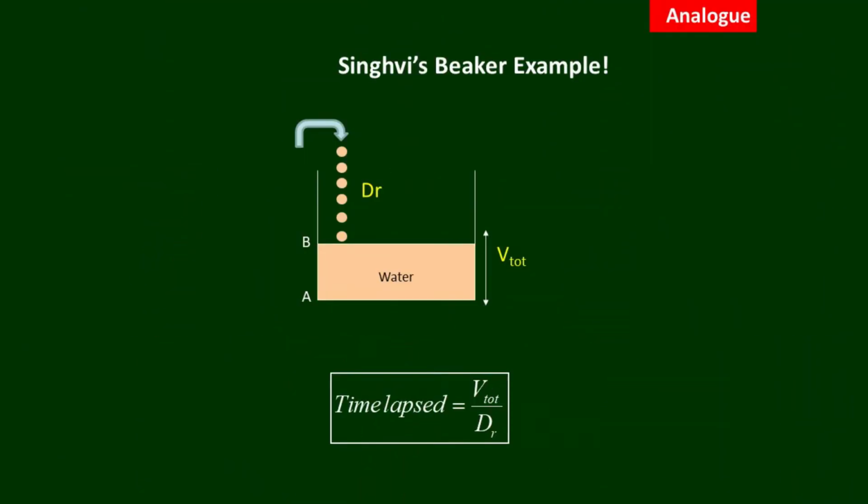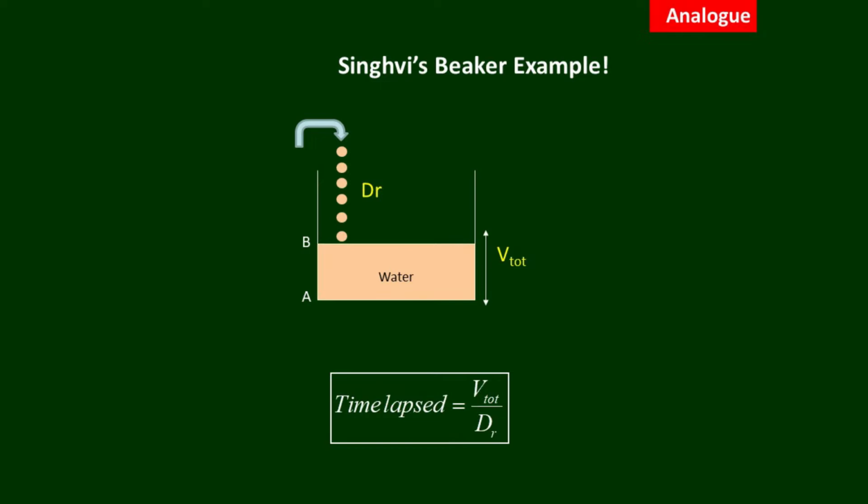So I would like to talk about an analogy to this dating technique. It's a beaker example, let's call it. In principle, this luminescence dating technique is like a beaker that is being filled with water, and if we know the total amount of water in drops and the dripping rate, then we will come to know the time lapse since the beaker has been kept under the tap. So total volume divided by the drip rate will give the age of the beaker that has been kept under the tap.